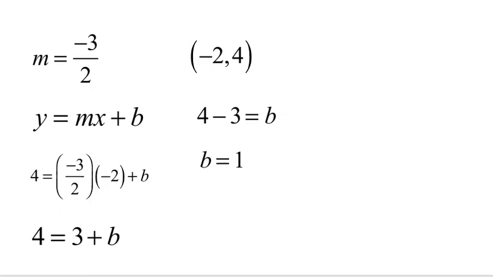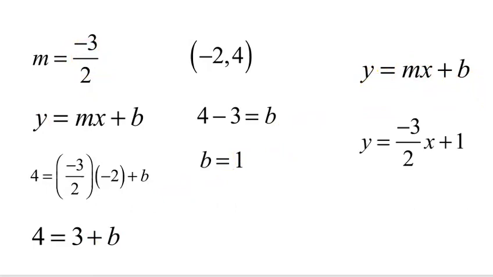That's enough for us to get the equation of the line. Y equals mx plus b. Plug in the negative 3 halves for m and the 1 for b, and we get our answer of y equals negative 3 halves x plus 1.